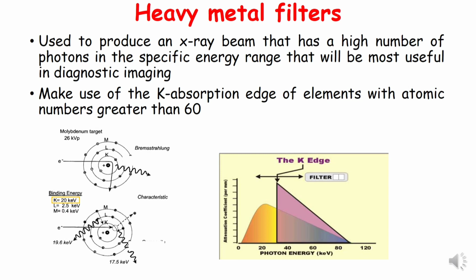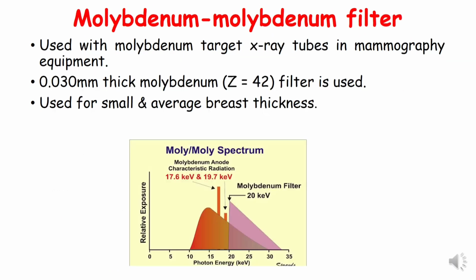So here the maximum contrast is obtained when the photon energy of the X-ray beam is slightly above the K absorption edge of the filter. Here in this image we can see the use of molybdenum for producing X-rays. So here the binding energy of the K shell of molybdenum is 20 keV. As a result, the resultant radiation produced will have an energy range between 7.5 keV to 19.6 keV.